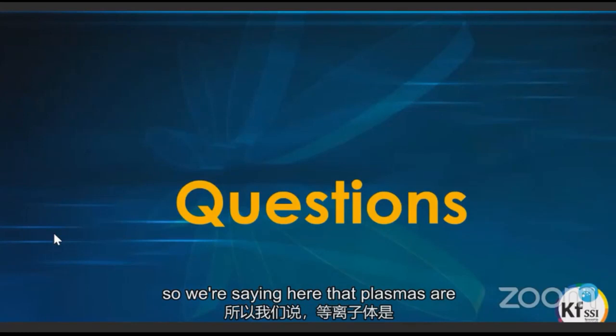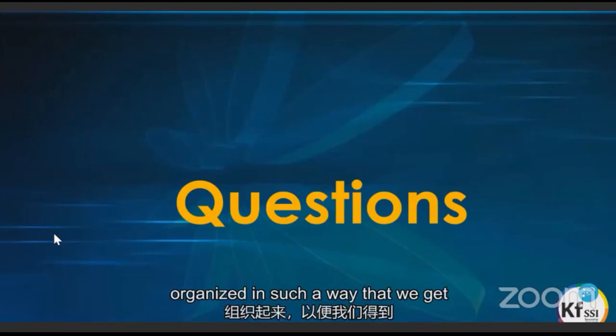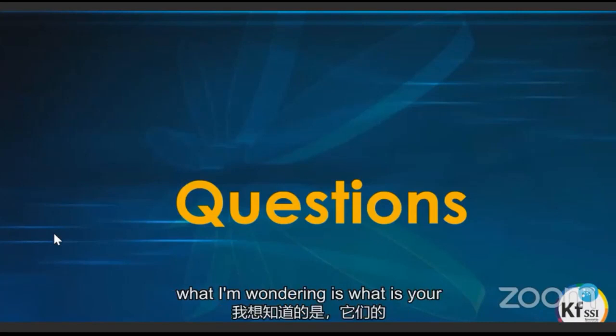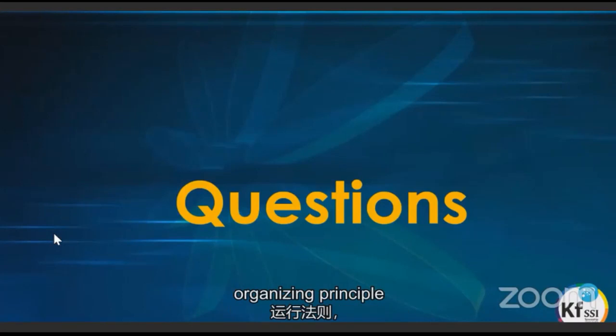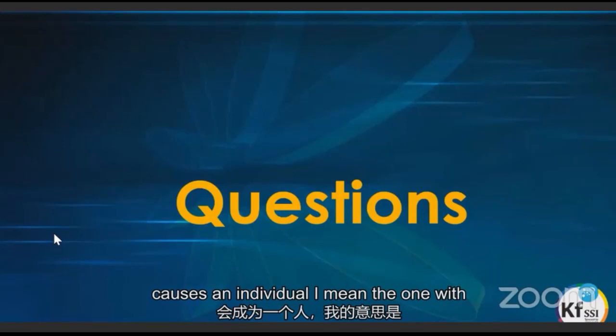So we're saying here that plasmas are formed from fields, and then we have them organized in such a way that we get atoms and so forth, human beings, etc. So what I'm wondering is, what is the organizing principle for plasmas that individuate? What causes an individuation?